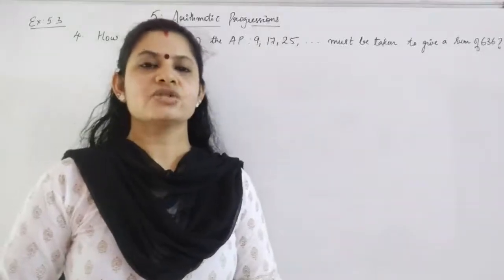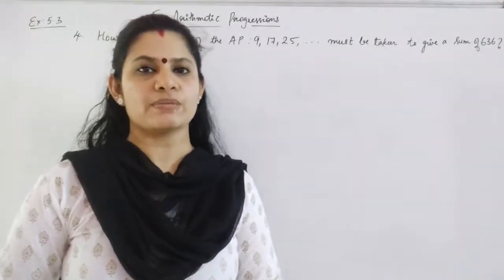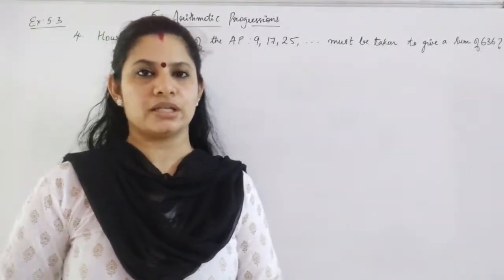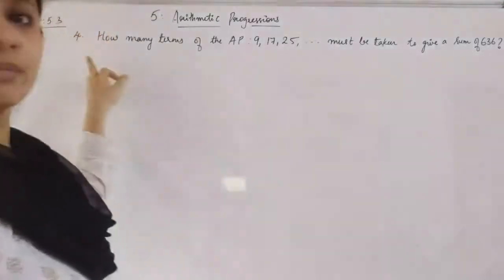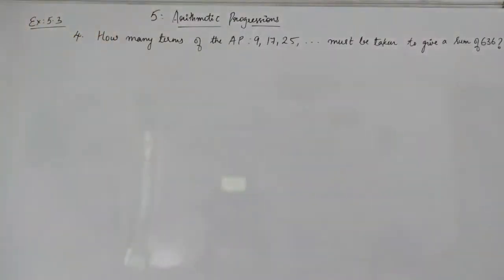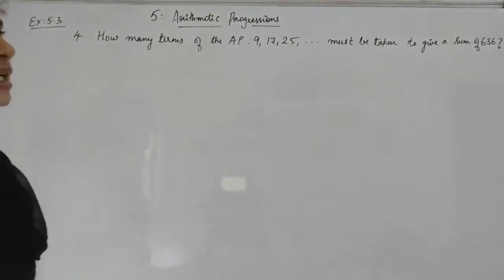Hi everyone, today we will be dealing with the remaining problems of exercise 5.3 of chapter Arithmetic Progression. Okay, let's start with question number 4, which is: how many terms of the AP 9, 17, 25, etc. must be taken to give a sum of 636.